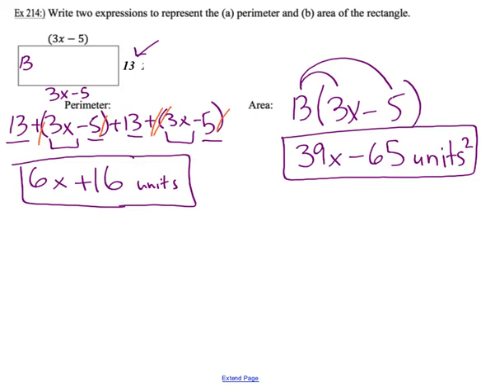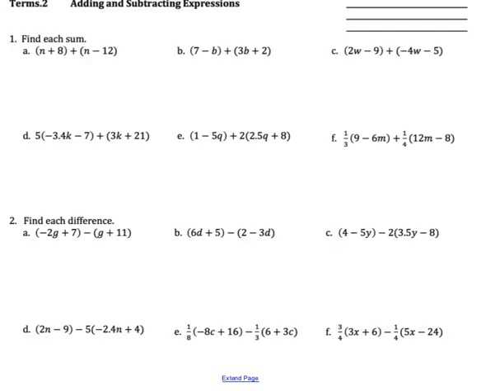Okay. Next, we're going to be starting on the assignment. You'll want to get that out. I'm going to preview a couple of the problems to help you out here. Number 1, find each sum. And you got 6 problems here. We'll go ahead and do one of them together.